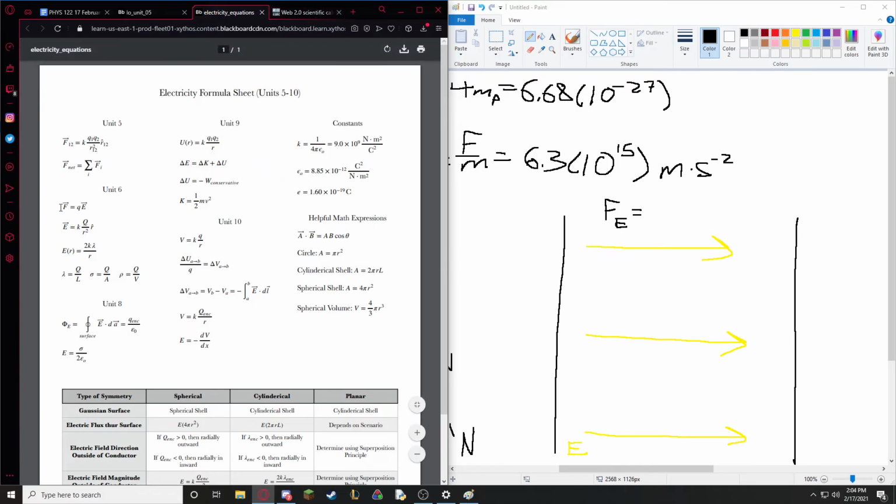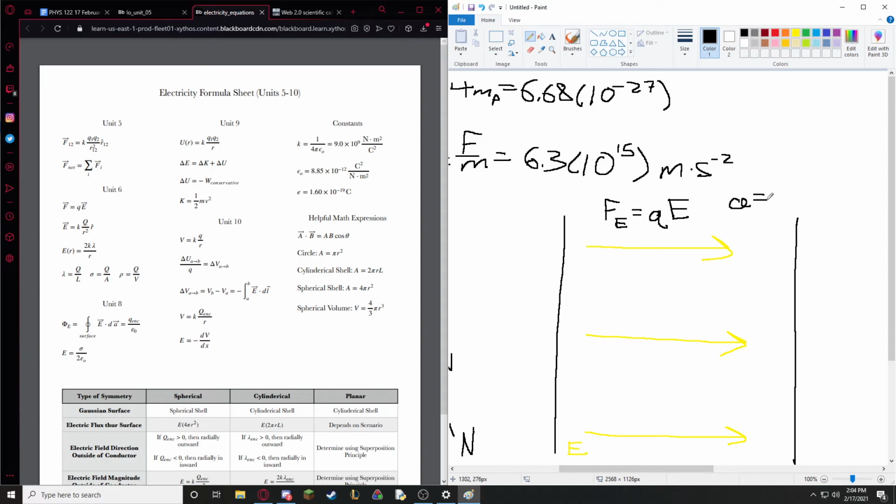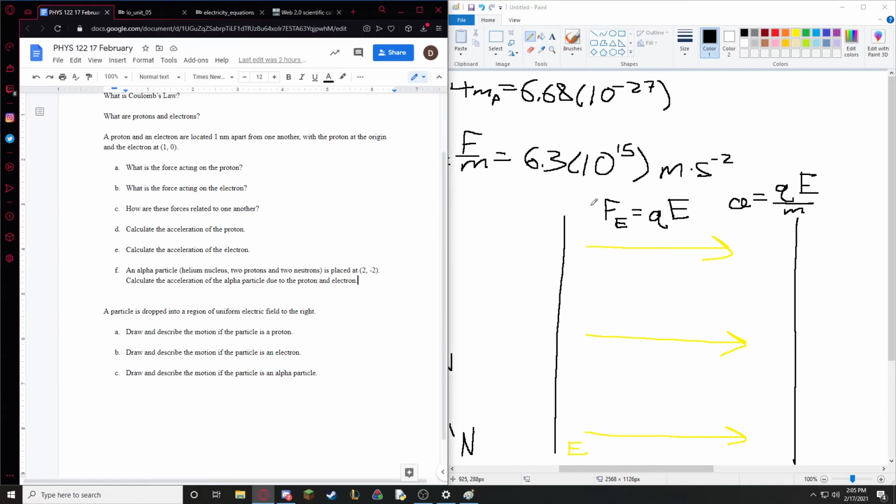From our formula sheet, the force on a charged particle in an electric field is going to be the charge of the particle times the magnitude of our electric field. And then from that, we can get the acceleration of our particle, right? It's Q, the charge of our particle, times our electric field, divided by the mass. A is equal to F over M. So we're going to have our constant electric field to the right.